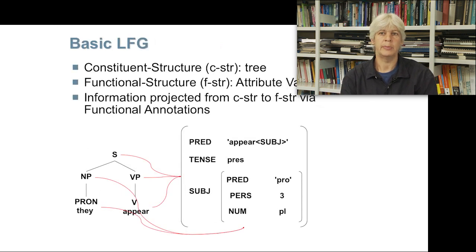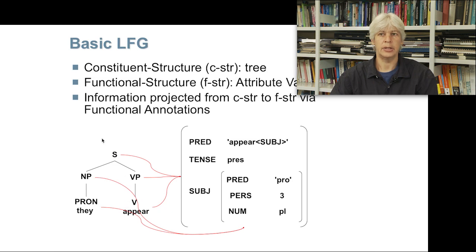Okay, so moving on to basic LFG. Basic LFG consists of two levels of representation. You have the constituent structure, which is basically a tree that should be familiar to anybody who's done any sort of syntax. And I've given you an example down there. So we have the simple sentence, they appear, and this consists of an NP and a VP and a sentence, an S node. And the NP just consists of a pronoun, and the VP just consists of a verb.